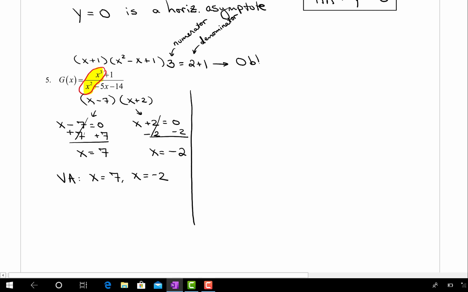So in order to find this oblique asymptote, the only way we're going to find it is if we do some long division here. So, nice polynomial division, some nice long division. All right, hopefully you guys already know how to divide polynomials using long division. I'm just going to go ahead and set this up.